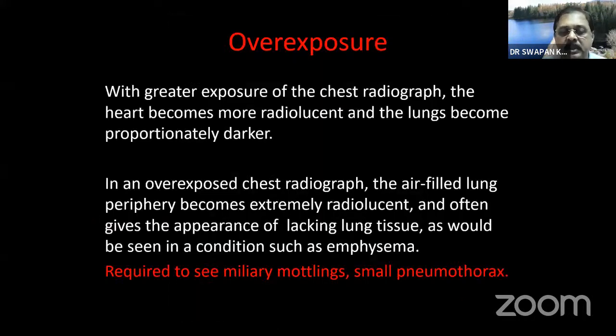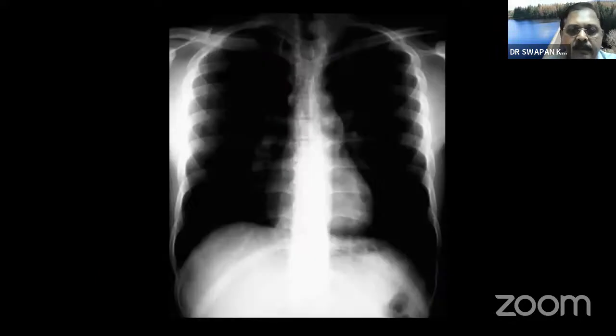But sometimes to see miliary mottling or a small pneumothorax, the overexposed film is required. So if you suspect that the child might be suffering from miliary tuberculosis or miliary shadowing due to any other cause like pneumoconiosis or other, you must go for an overexposed film.